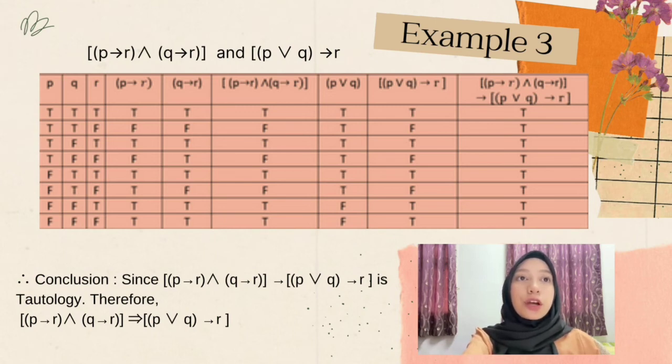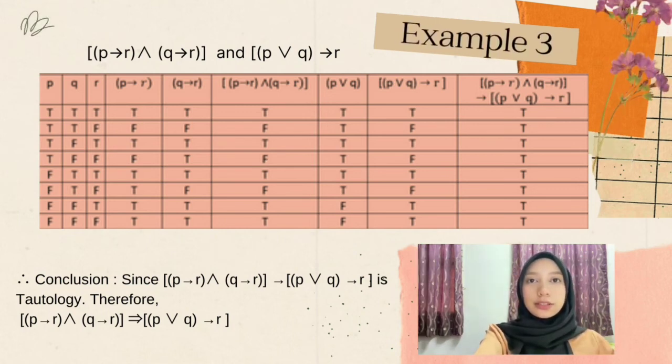So for (P implies R) and (Q implies R) implies (P or Q) implies R, it will be all true. The conclusion: since (P implies R) and (Q implies R) implies (P or Q) implies R is a tautology, therefore (P implies R) and (Q implies R) logically implies (P or Q) implies R.